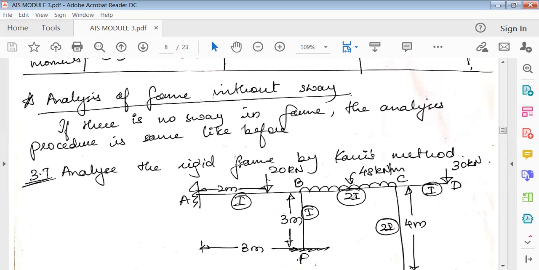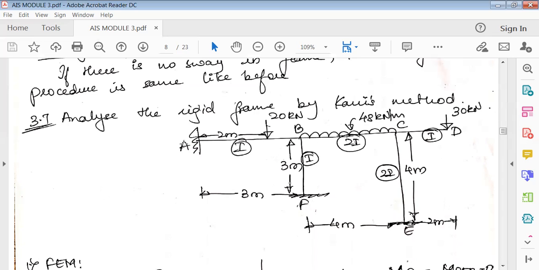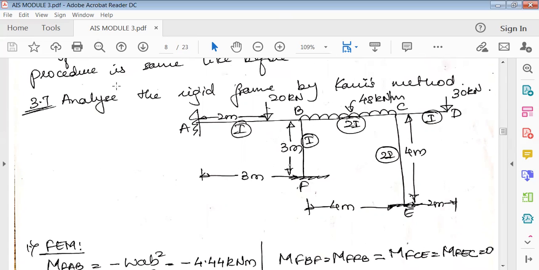like before. Now again, in the given problem, they will not mention whether it is sway or non-sway. So you have to analyze and check whether it is sway or non-sway. Just by seeing the problem, you can conclude. Now see here, we have already solved this problem previously by a different method, I guess by slope deflection method. The same problem is solved by Carney's method.